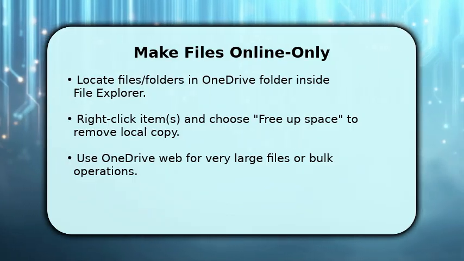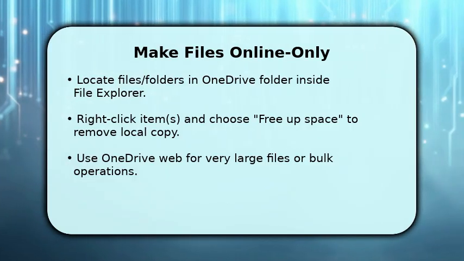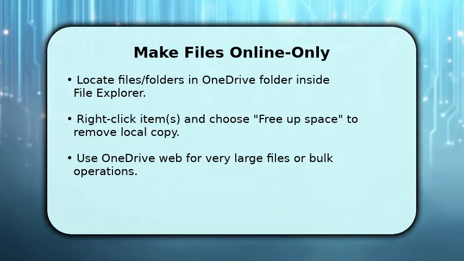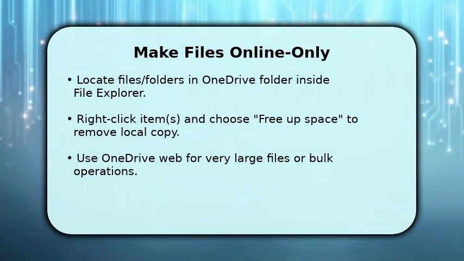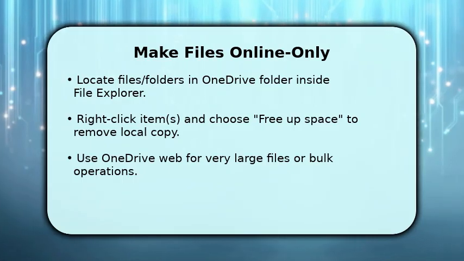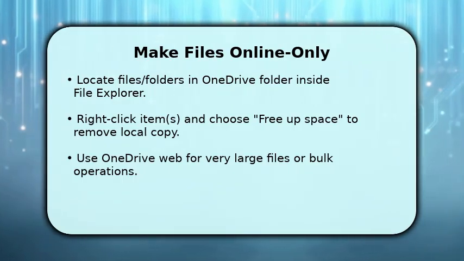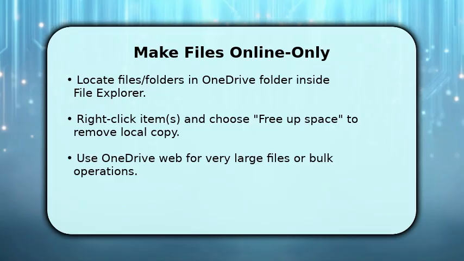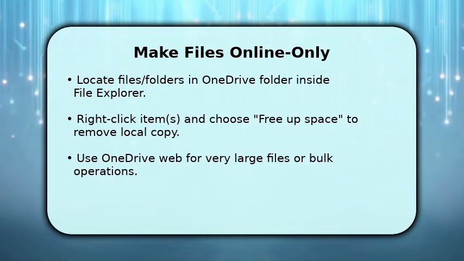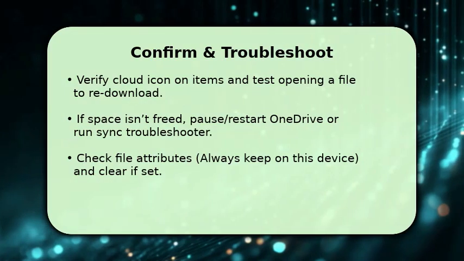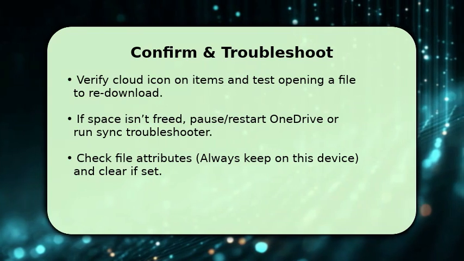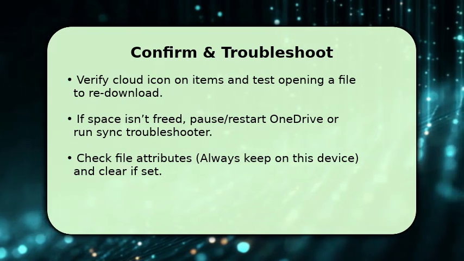For bulk or very large items, open OneDrive on the web, select multiple files, and delete local versions or move them between folders. This also enforces online-only behavior. Make sure sync finishes. Placeholders show a cloud icon when successful. Finish by confirming cloud icons on items and opening a couple to ensure they download correctly.